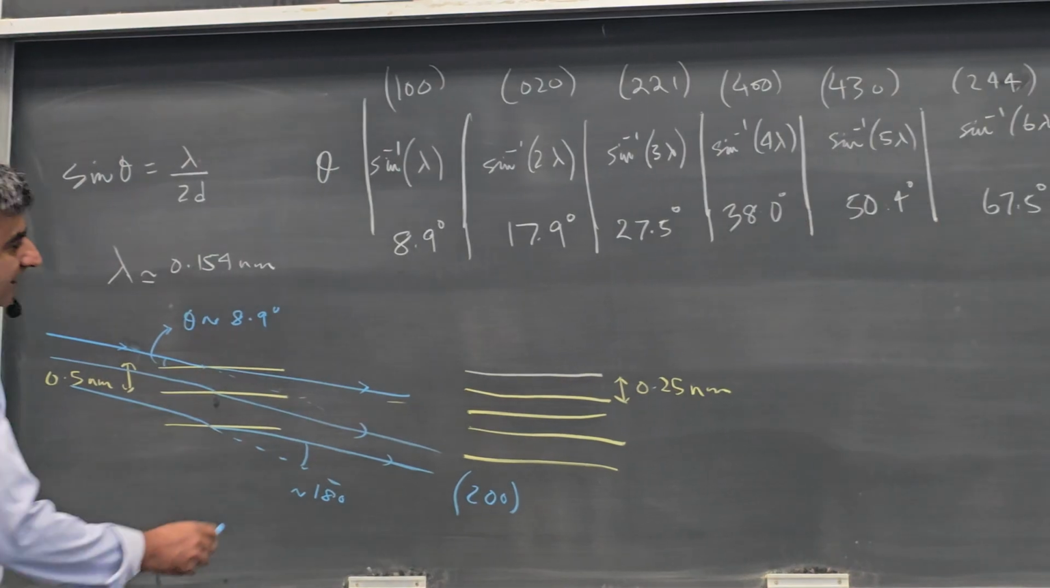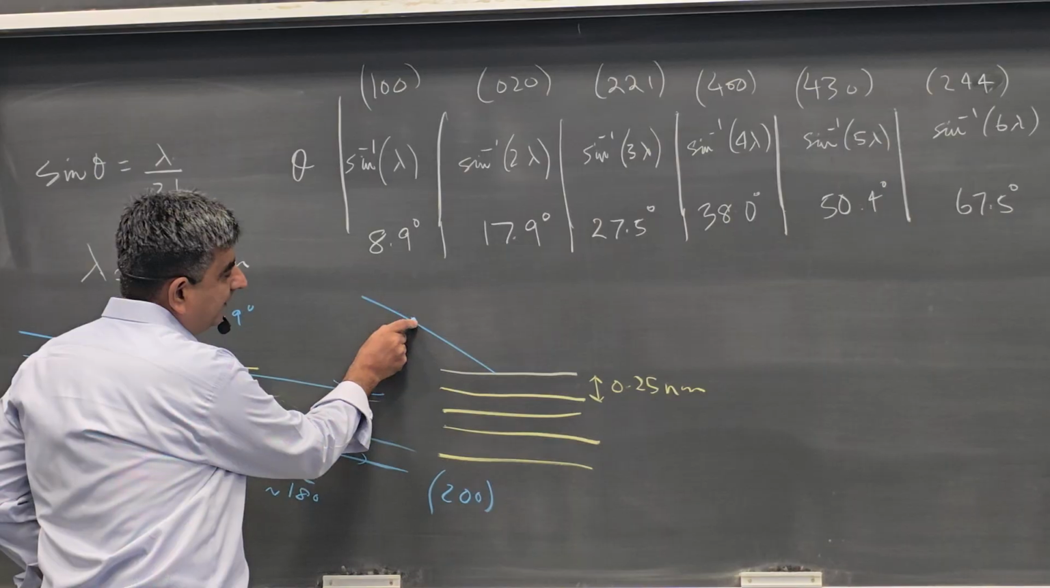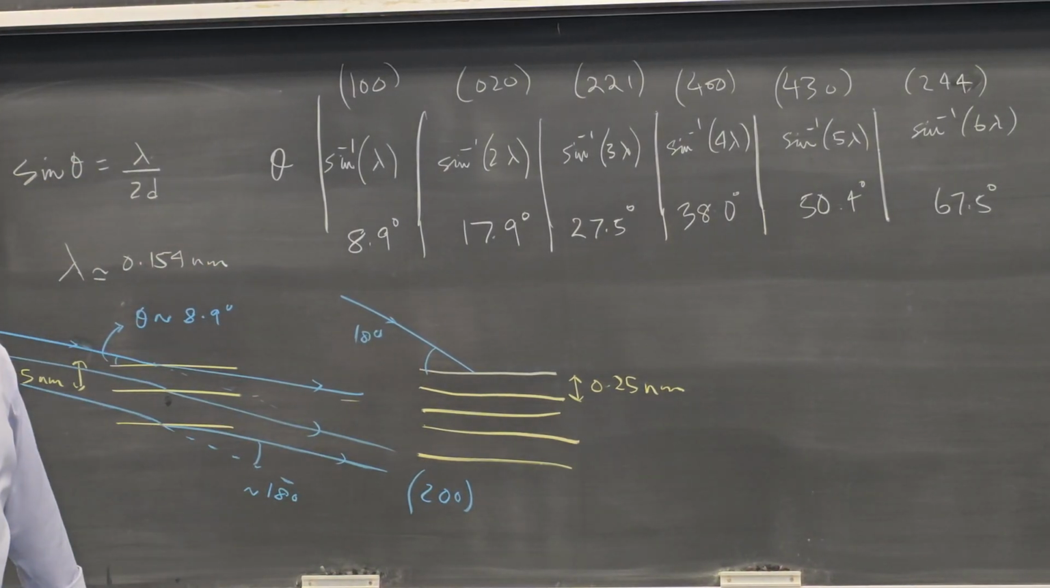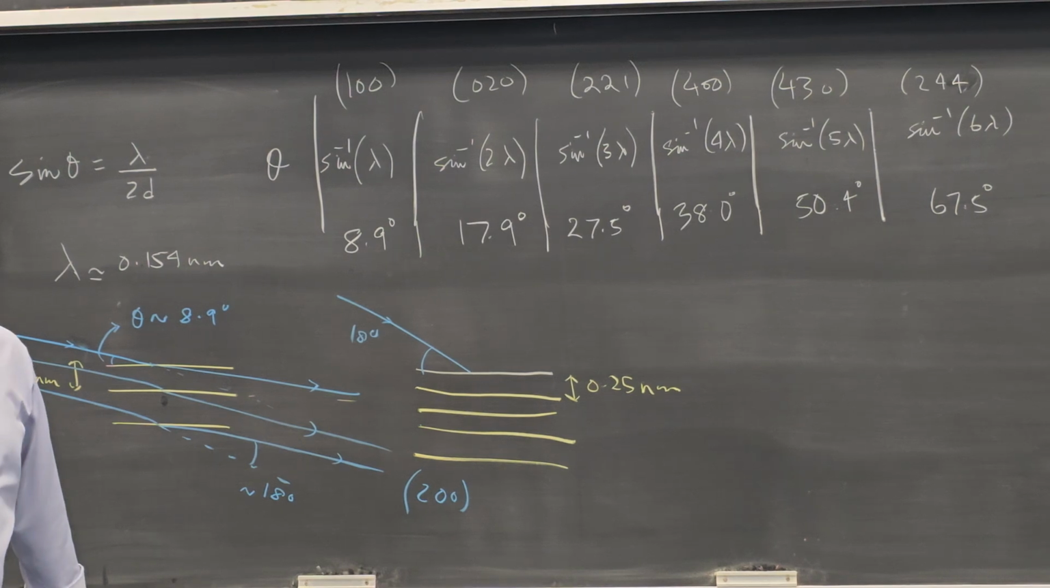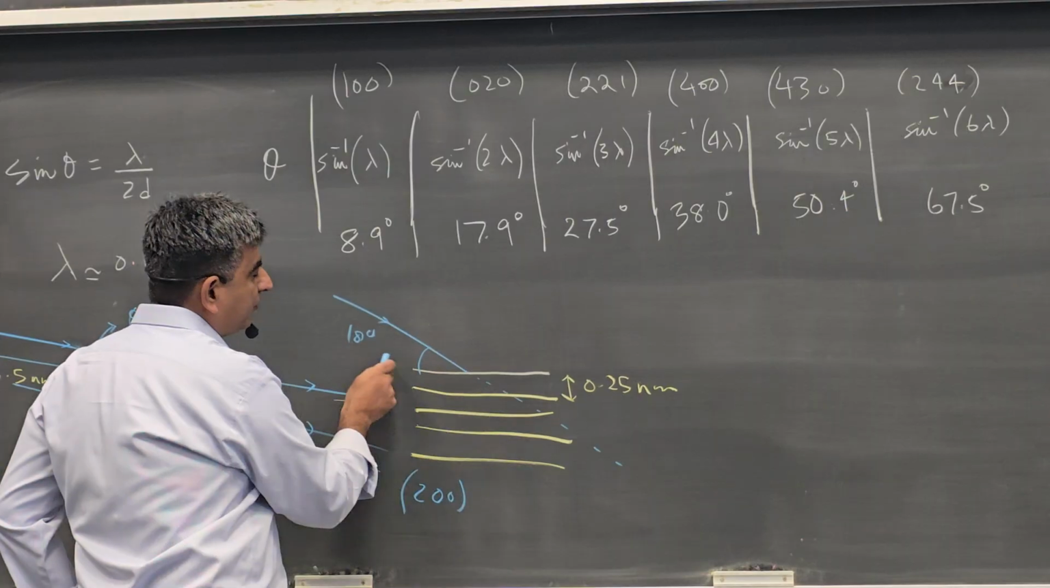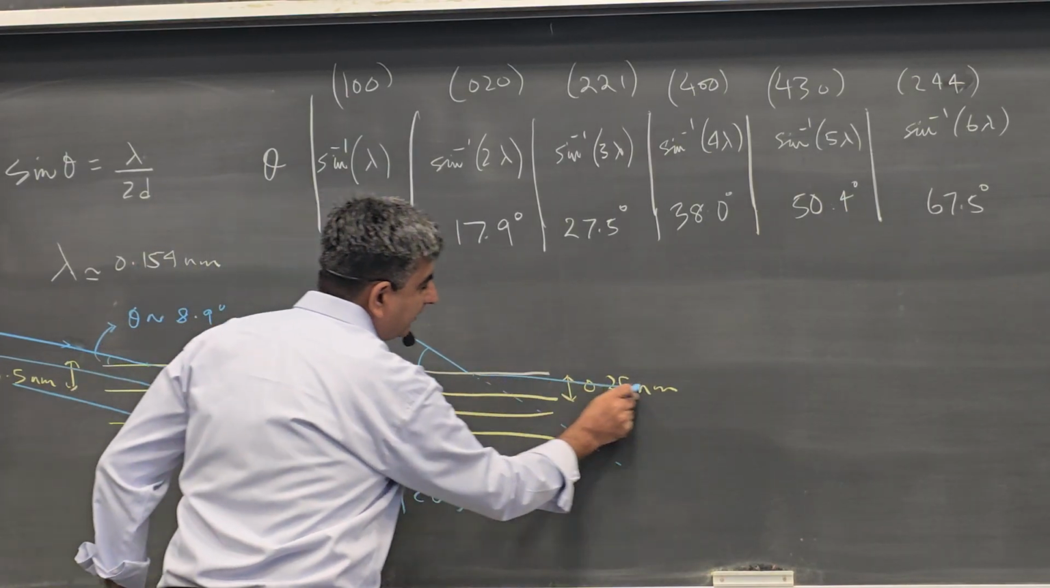So when X-rays come in at an angle of 18 degrees, this angle is 18 degrees. Only then would they be reflected or scattered. And the scattering direction is about 36 degrees, so roughly here.